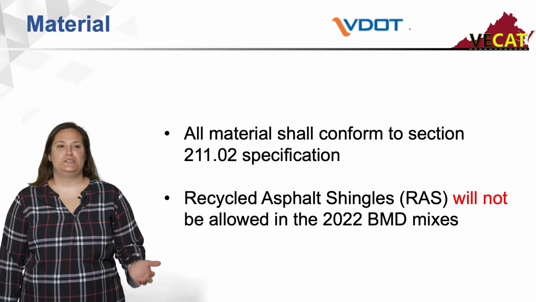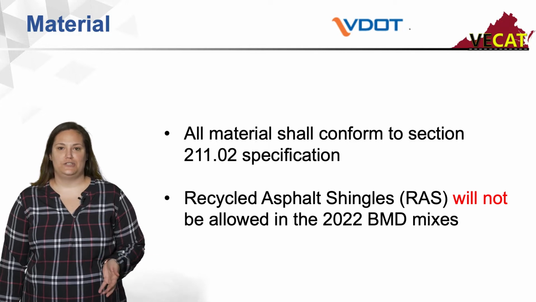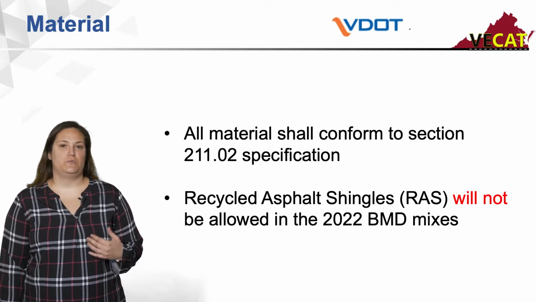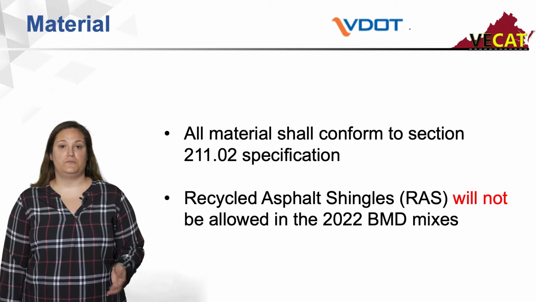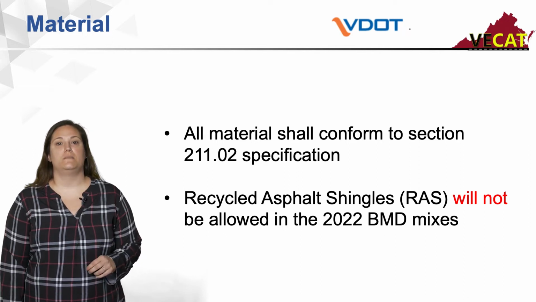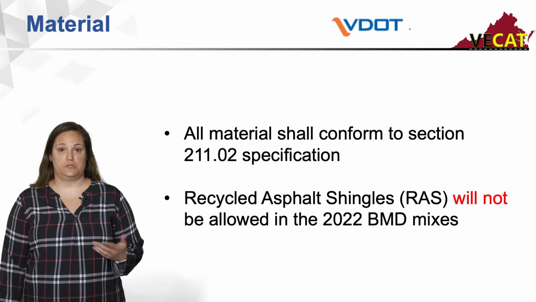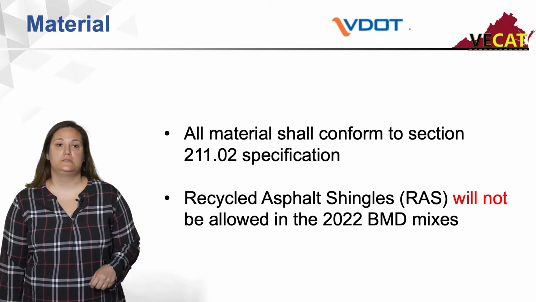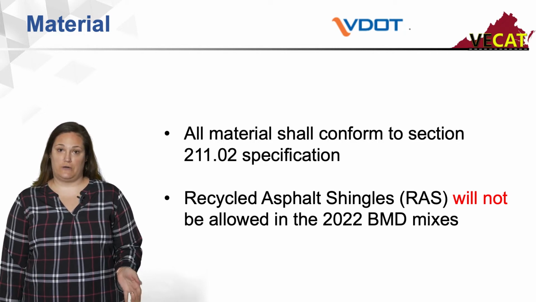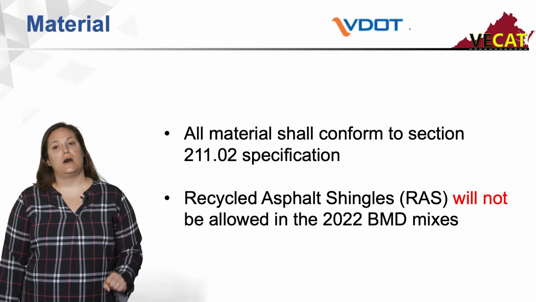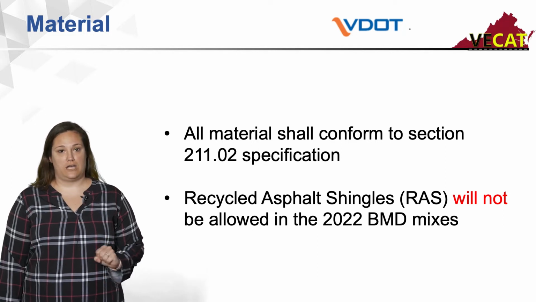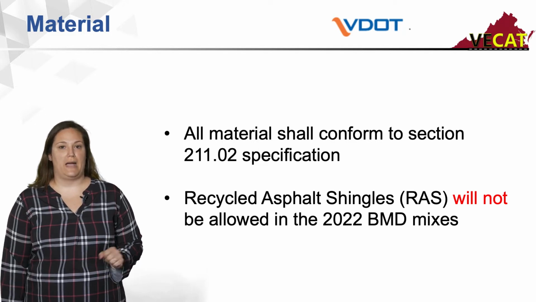So this year we're still going with our Section 211 specification. The materials need to be approved and on our approved list. It can also be on our SPEL list, which is our Special Product Evaluation List. You can get that through Central Office. This year we are not doing our recycled asphalt shingles, RAS, in our balanced mix designs.